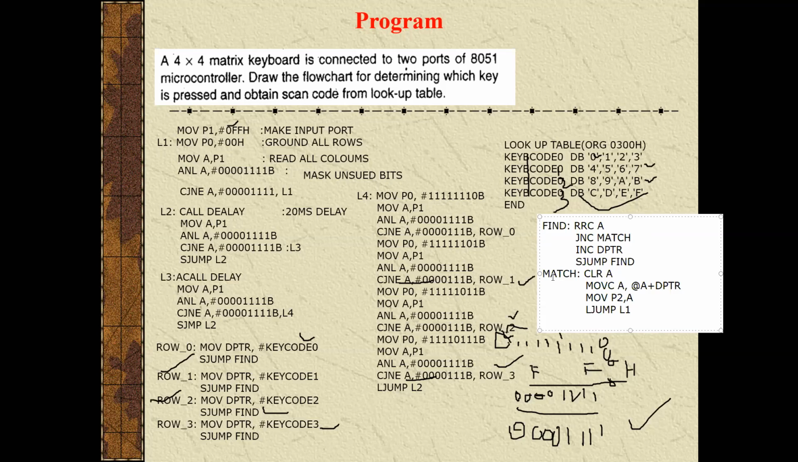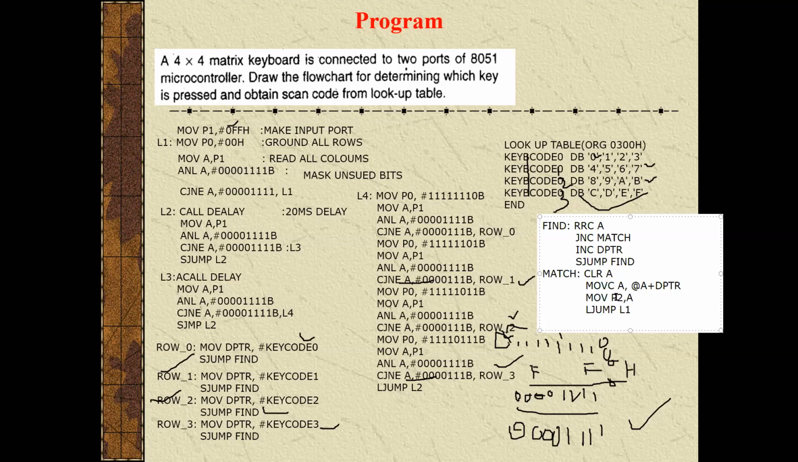So what will happen in this loop? It will clear the accumulator and MOVC A, @A+DPTR. So here what will happen? What is the data inside the DPTR? It will be loaded, it will move into the accumulator.